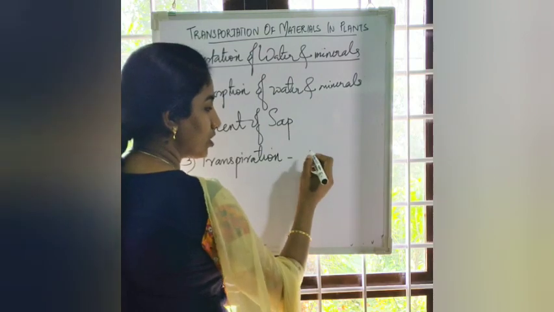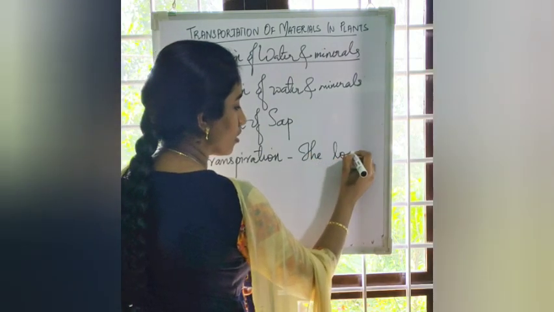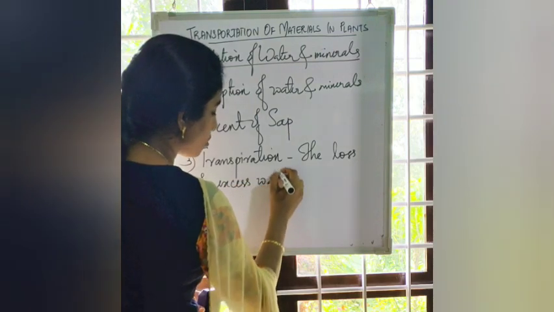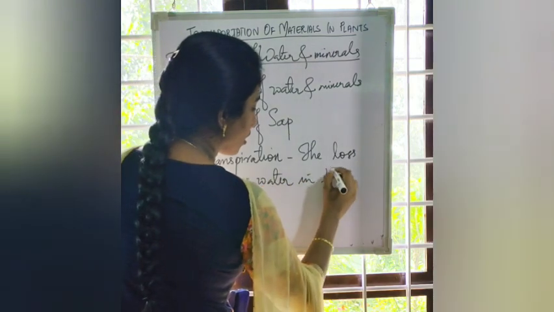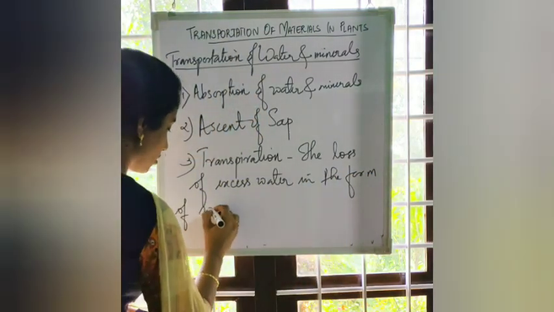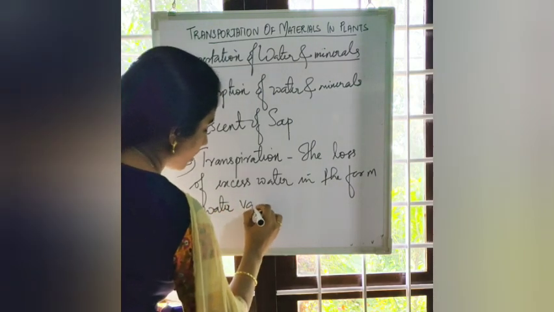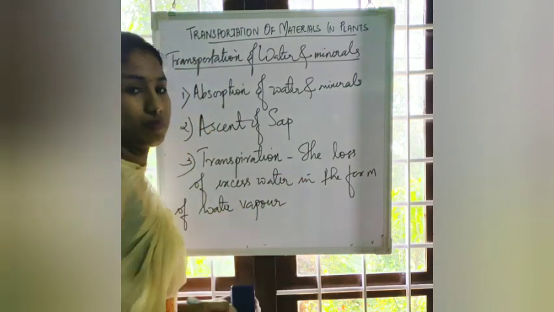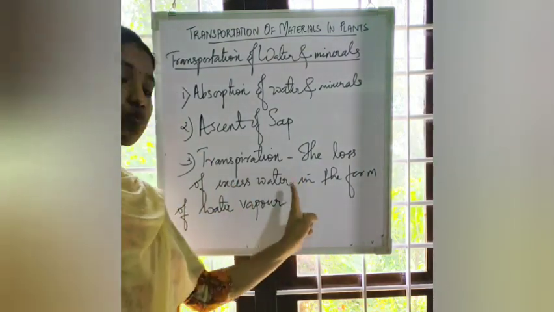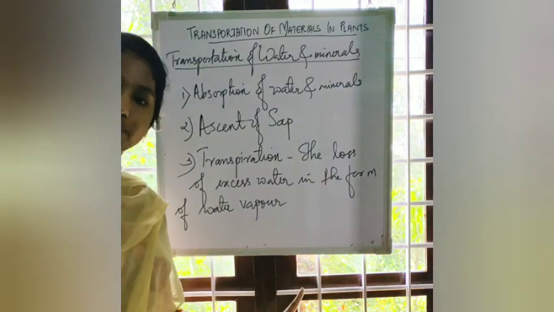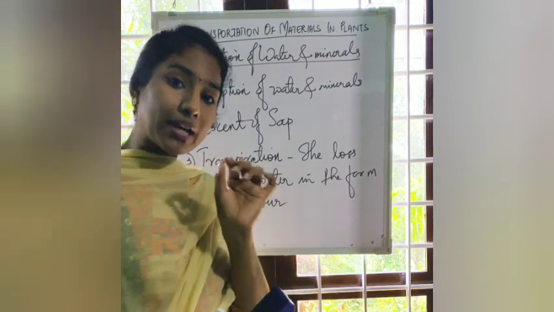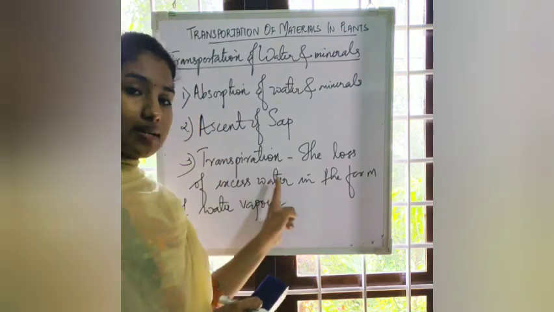Transpiration. Transpiration is the loss of excess water in the form of water vapor. So what is transpiration? Transpiration is the loss of excess water in the form of water vapor from the aerial parts of a plant, especially the leaves where stomata are present. Okay, so that is transpiration.